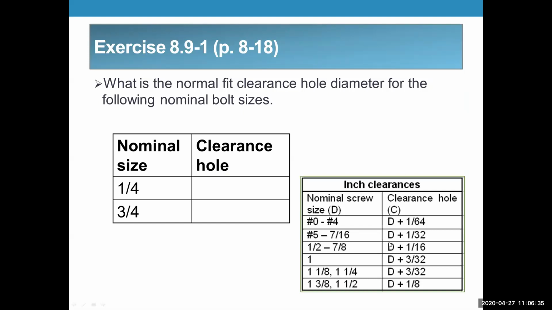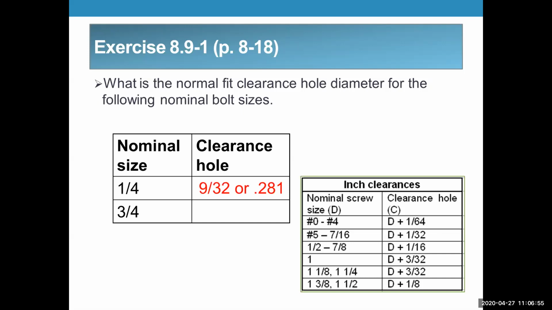Go ahead. Tell me how you did it, Bob. I added a 32nd to a 1/4 inch. Yeah, that's basically all you need to do. I knew that a 1/4 inch is 8/32, and you add 1 to it, it's 9/32.